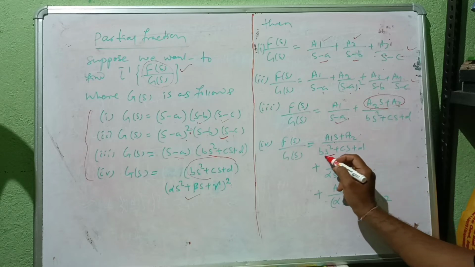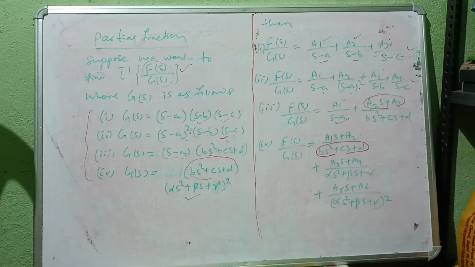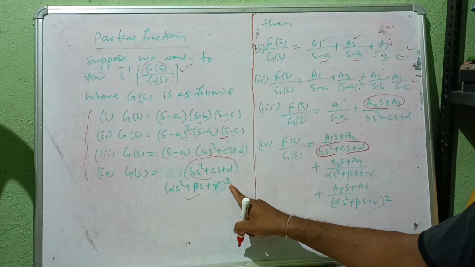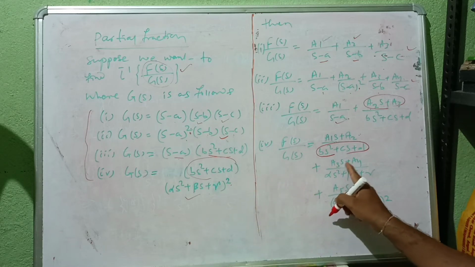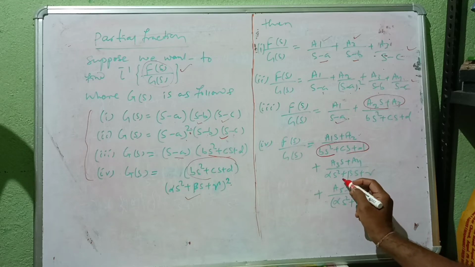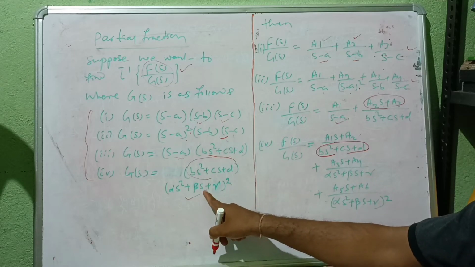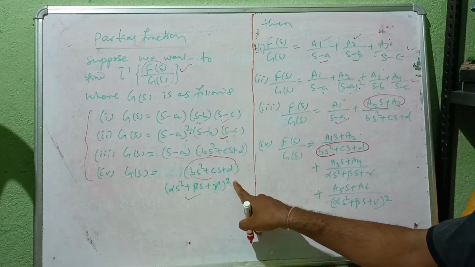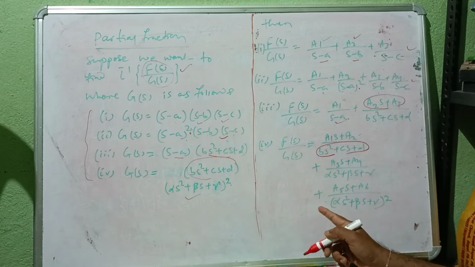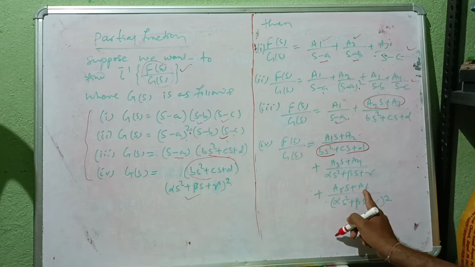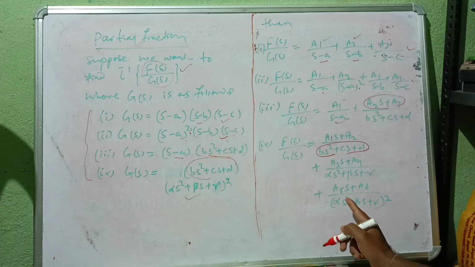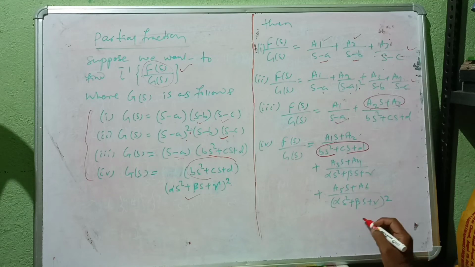a1s plus a2 divided by the first quadratic factor, then plus, since it is squared, first we have to write a3s plus a4 divided by the bracketed term. Then since it is square, another time we have to write a5s plus a6. Okay, these are some constants: a5, a6, a3, a4 are constants. So a5s plus a6 divided by its square.